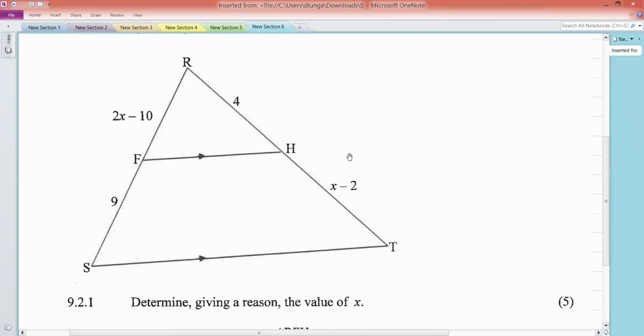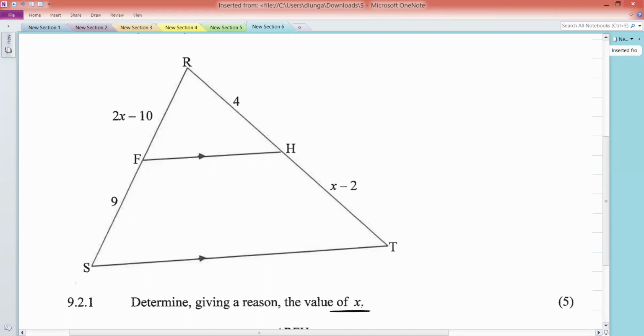Okay, have we thought? Midpoint theorem. Yes, Imran, say that again. Isn't the 2x minus 10 and the 9, isn't that like midpoint theorem? If they haven't told you it's midpoint theorem, never assume. What you can assume is proportionality. Why? Because they're parallel lines. So we're going to use the prop theorem here.